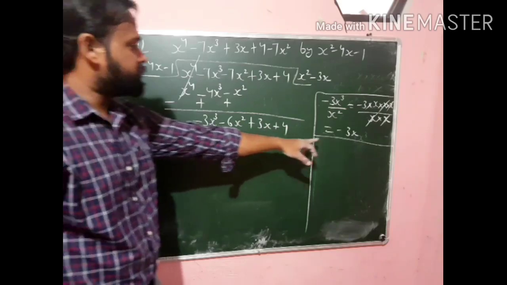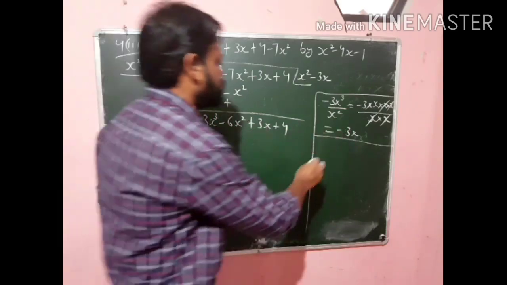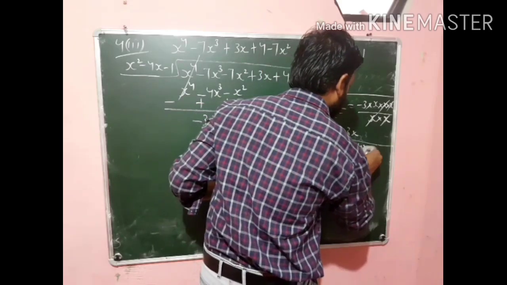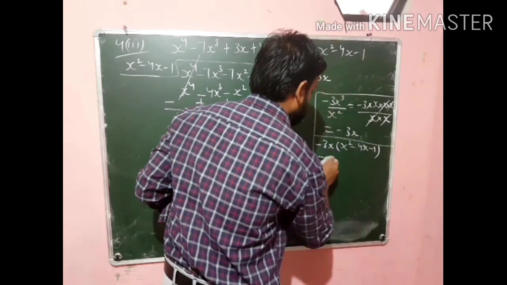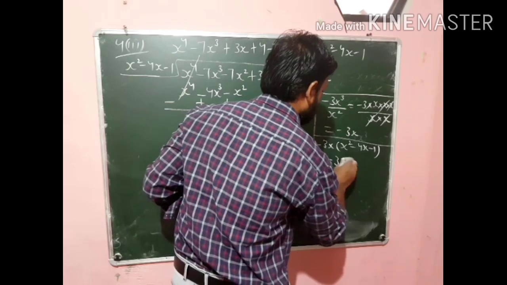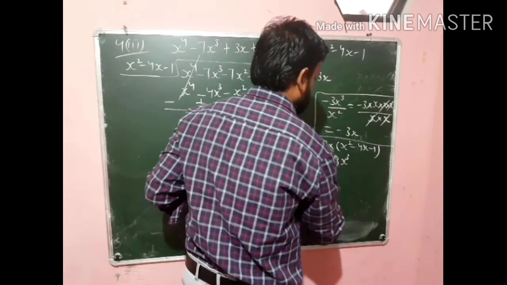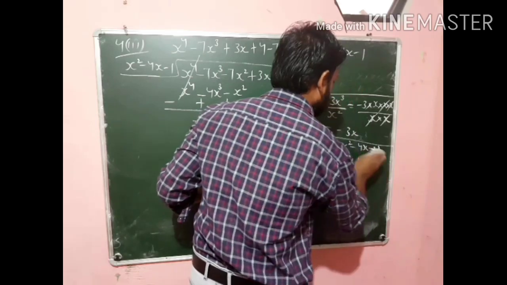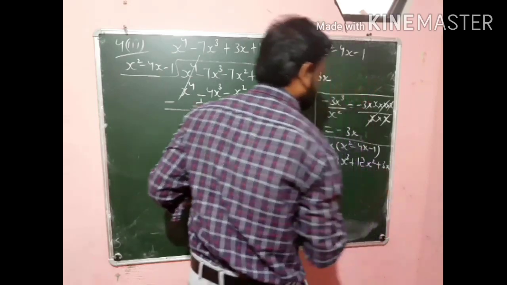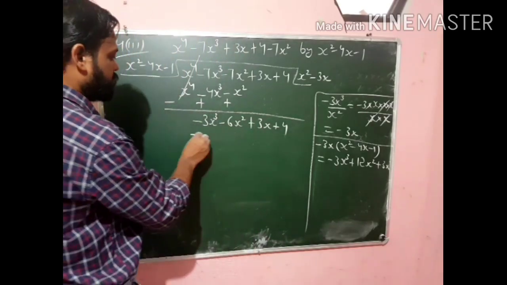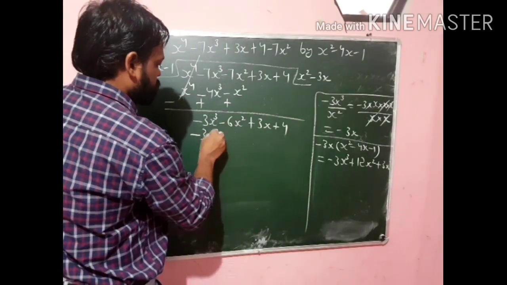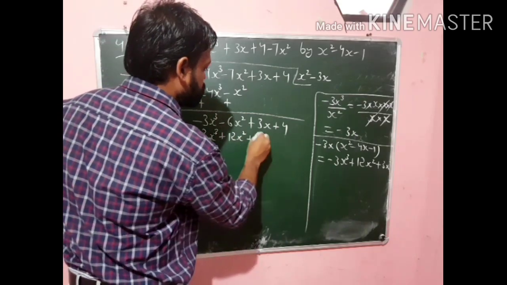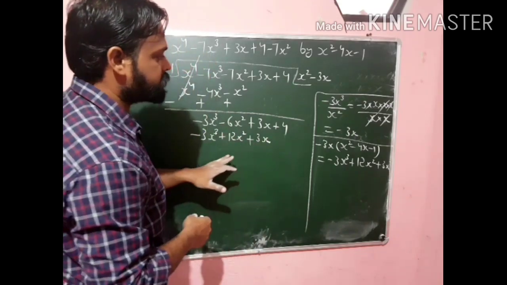And what is the next step? We have to multiply this minus 3x with the divisor. So it will become minus 3x into x square minus 4x minus 1. So multiply this minus 3 into x square into x becomes x raised to power 3, minus minus plus, 4 into 3 is 12x square, and then minus minus plus is 3x. So write down here it will become minus 3x cube, then plus 12x square, and then plus 3x. So I hope this is clear to you.